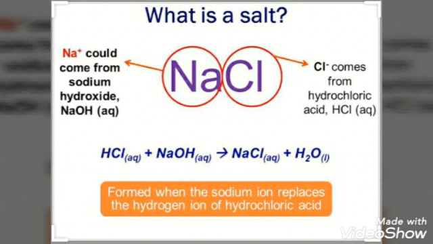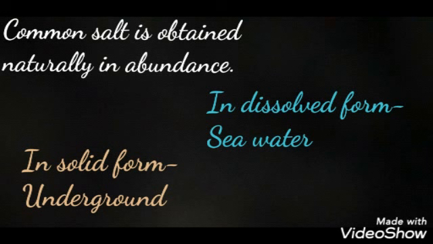This is because sodium chloride is present in nature in abundance. The common salt occurs naturally in dissolved form in seawater and in solid form as rock salt. Let us first study how the common salt is obtained from the seawater.